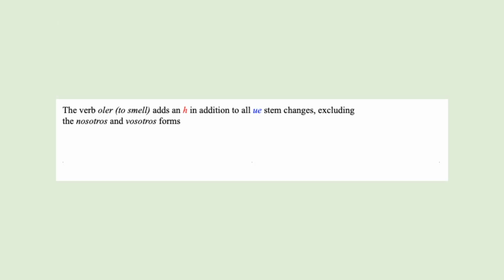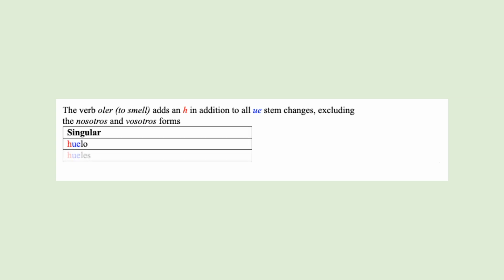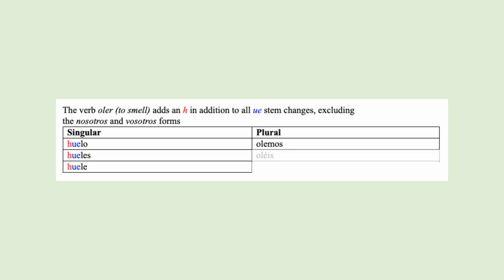The verb oler will add an H prior to the O to UE stem change. So the conjugations are huelo, hueles, huele, olemos, oléis. So no H and no stem change for the nosotros and vosotros forms. And huelen.